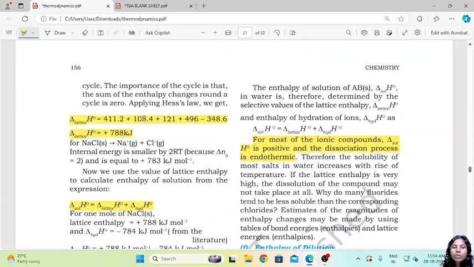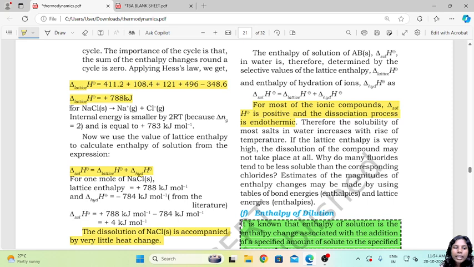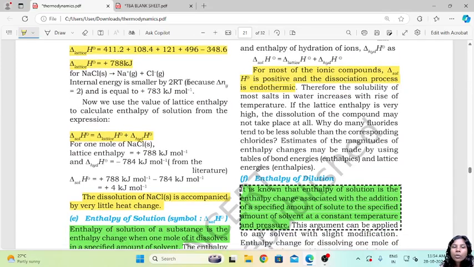So now when we want to combine all of this to find the lattice energy, we apply Hess's law and we add all of the enthalpies that are present, and we get a total lattice enthalpy of positive 788 kilojoules. So that is how, using the Born-Haber cycle, we find the lattice energy.